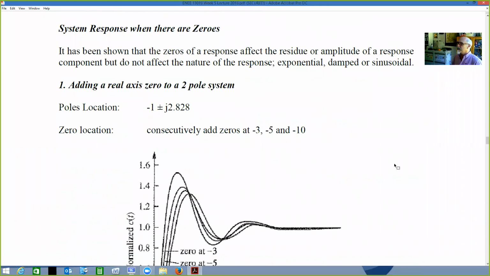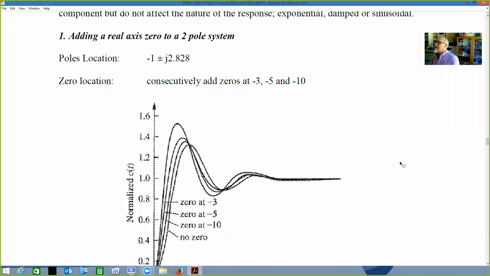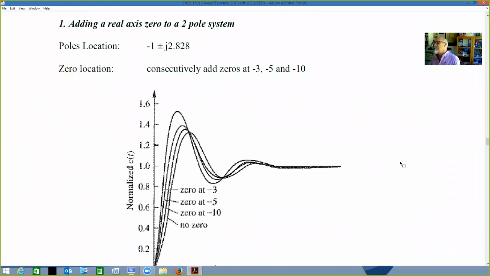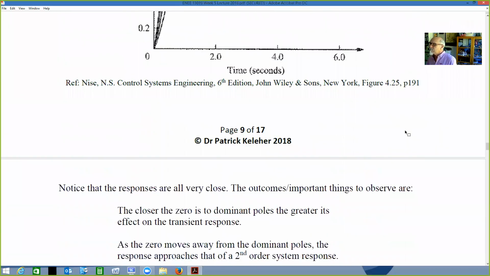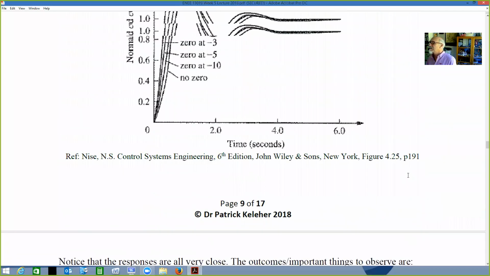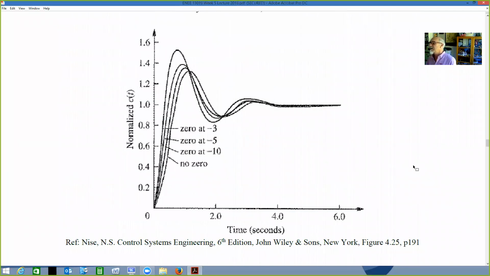Now, it's been shown that zeros of a response affect the residue or amplitude of a response component, but do not affect the nature of the response, whether it's exponential, damped, or sinusoidal. So adding a real axis zero to a two-pole system, again, this is just a random kind of example, let's just say the poles are located at those two locations, and the consecutively added zeros are at -3, -5, and -10. So basically, that's the kind of response we get. Note that the responses are all very close. Yeah, not much of a variation, to be honest, is it?